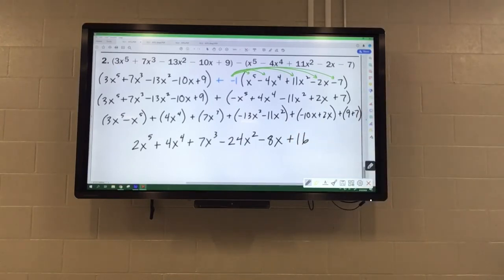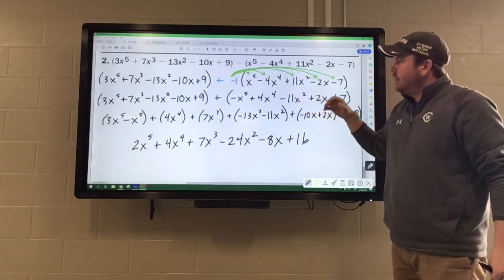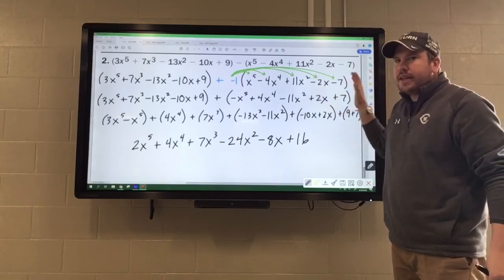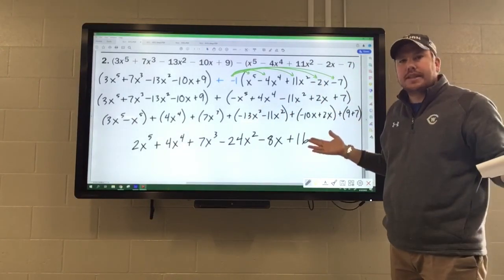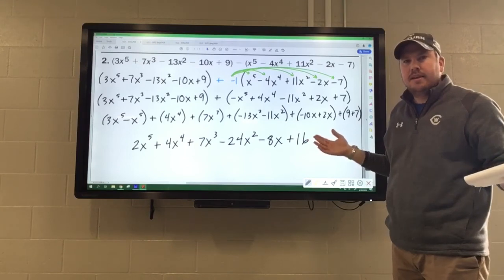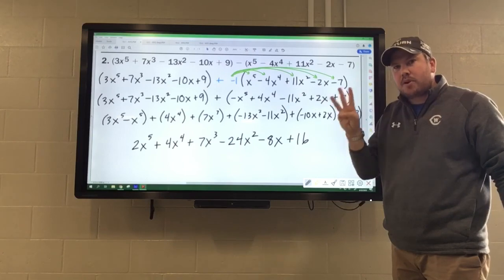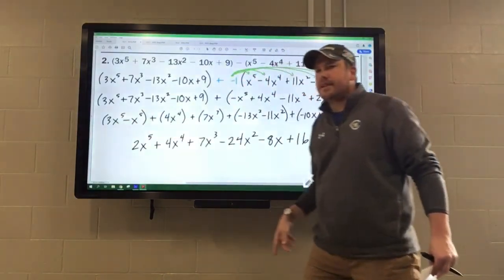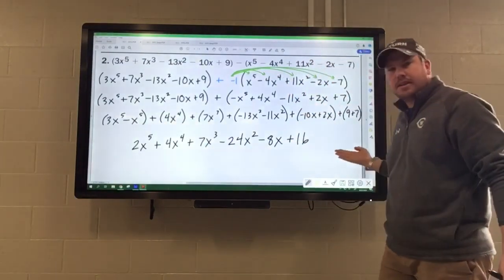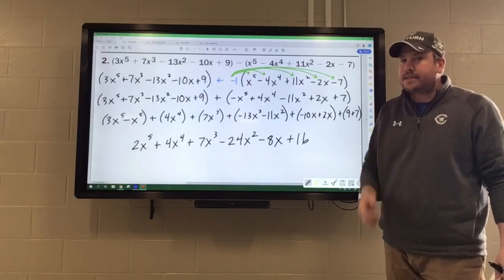So as you can see, the toughest part of these, honestly, is keeping it neat and organized. If we keep it all neat and organized and we show all our work and then we group them all together, it's just an addition and subtraction problem. You need to stay neat, stay organized, and remember like terms. We can only combine terms that have the same variable raised to the same power. Notice I can't go any further than this because we don't have the same variable raised to the same power.